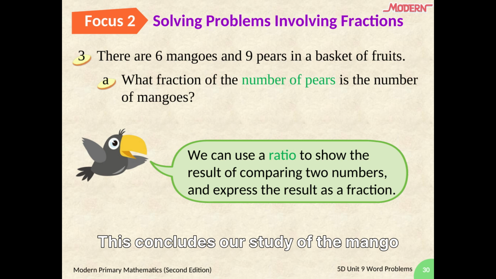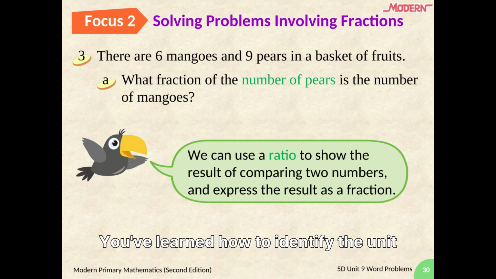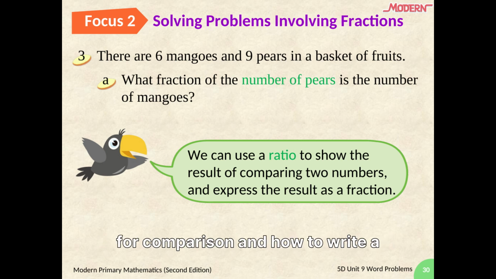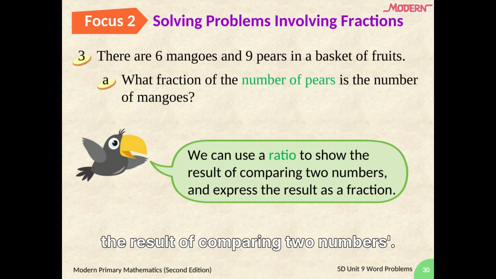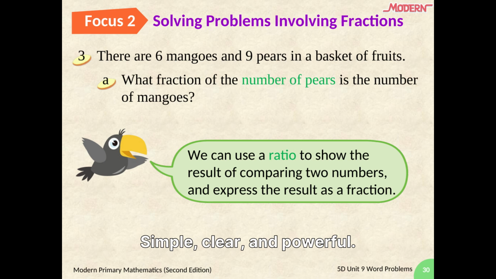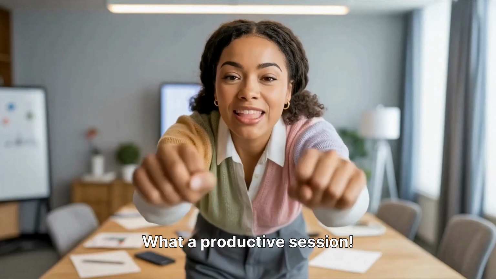This concludes our study of the mango and pear relationship. You've learned how to identify the unit for comparison and how to write a ratio. Great job! Take a final look at our parrot friend's advice. We can use a ratio to show the result of comparing two numbers. Simple, clear, and powerful. What a productive session!